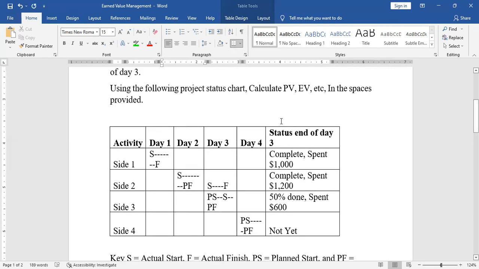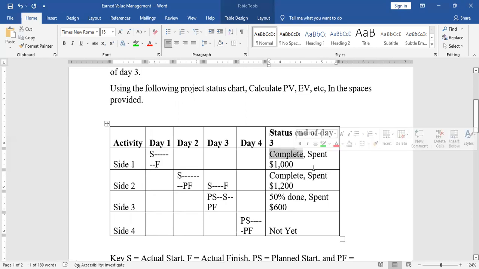So if you look at the status chart at end of day 3, you look at side 1. What has happened to side 1? Side 1 is complete. I'm not looking at the amount spent. No. I'm just looking at the work which has been done. Side 2, complete. So we've got 2 sides complete. Side 3, 50%.